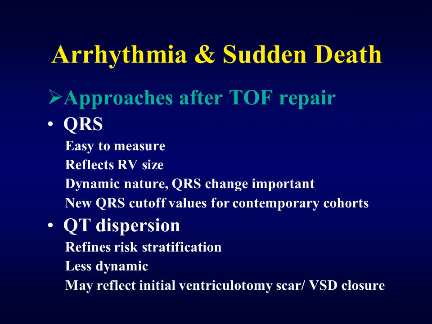Approaches after TOF repair. QRS is easy to measure and reflects RV size. Its dynamic nature means QRS change is important. There are new QRS cutoff values for contemporary cohorts. QT dispersion refines risk stratification. It is less dynamic and may reflect the initial ventriculotomy scar or VSD closure.